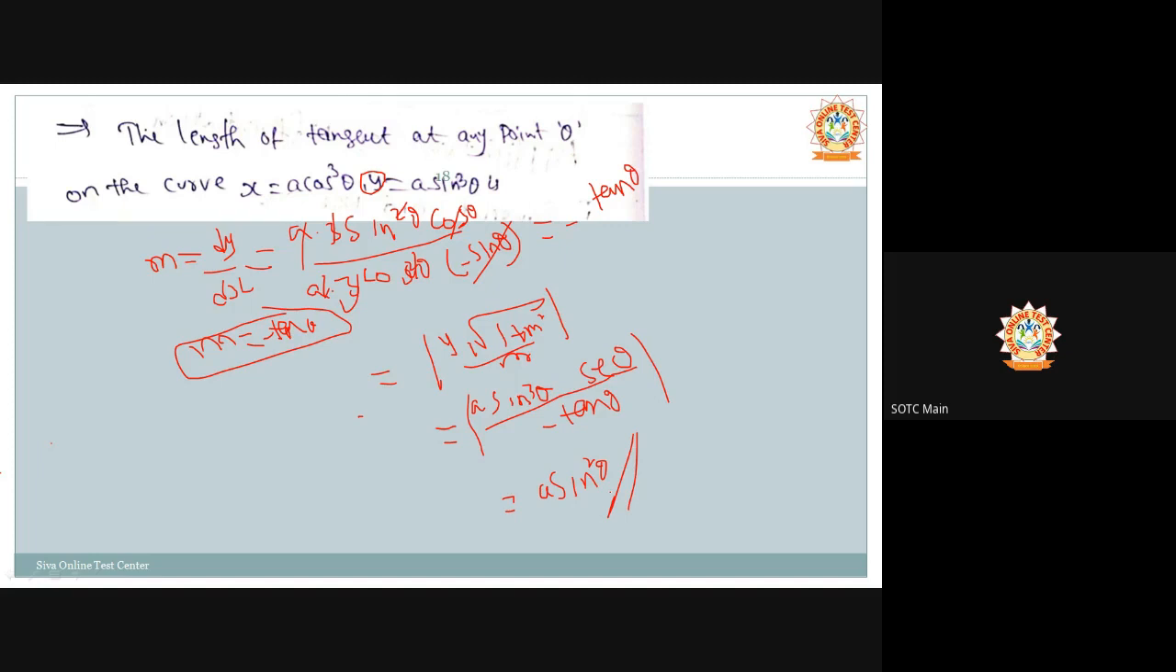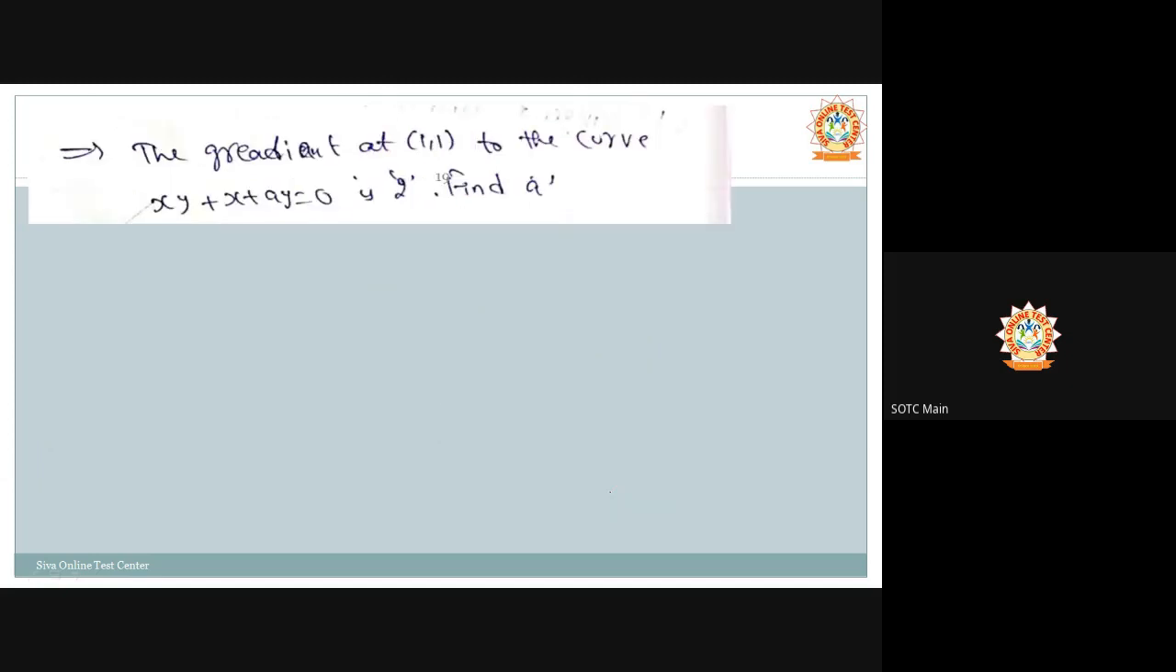One more thing. This slope also can be called a gradient. Now try to see this question. The gradient at 1 comma 1 to the curve xy plus x plus ay is equal to 0 is 2. Then find the a value. So gradient means slope. The slope of this curve at this point is given as 2. You just need to find the a value. So how to solve this question?